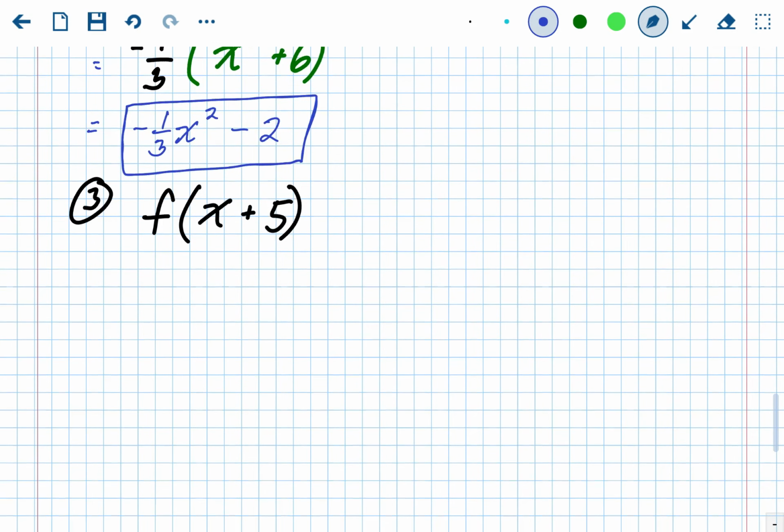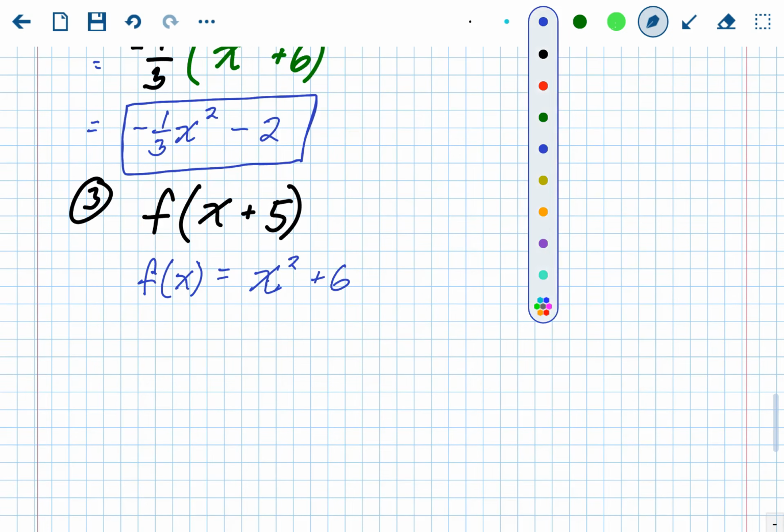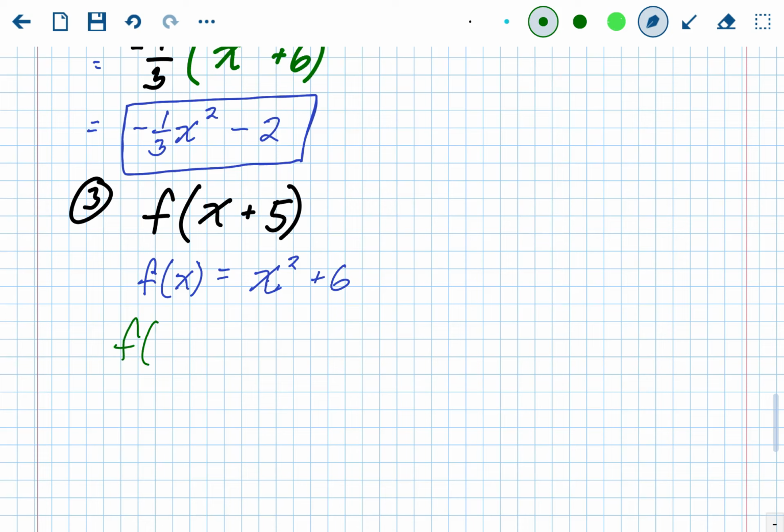So on this third one, you have f of x plus 5. Now this is actually a technique we've been doing all year, evaluating functions. If you have f of 2, you just plug in 2 for x. Well, we don't have f of 2, we have f of x plus 5. So f of x is x squared plus 6. F of x plus 5 is just going to be the same thing, but wherever we see x, we're going to replace it with x plus 5.